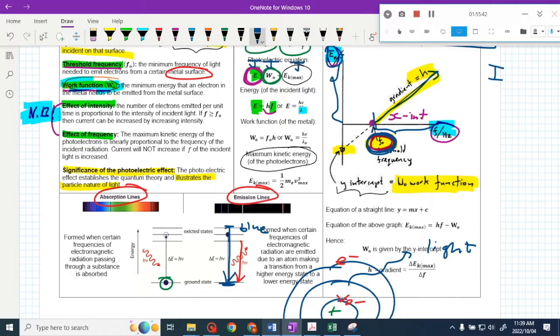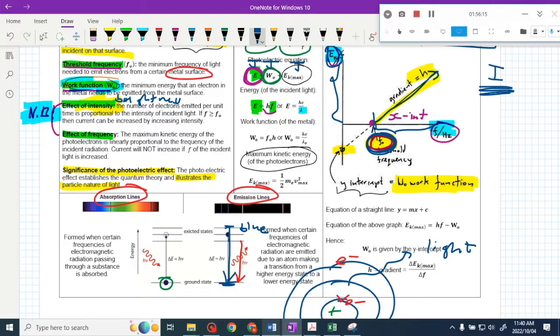Okay, the intensity is brightness, and therefore the number of photons that is shining. The effect of intensity, intensity is the brightness of the light. Another term for intensity is the brightness. So if we would like to increase the current, should we increase the intensity or should we increase the frequency, or both?